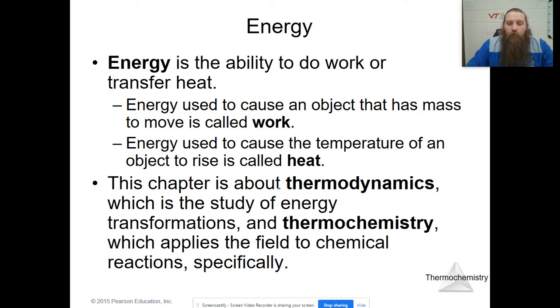In chapter 5, we're going to look at thermodynamics, thermochemistry, and the transformations and the energy associated with the transformations of one compound into another, or one set of elements into a compound, that kind of thing, or maybe even a compound breaking apart into elements.